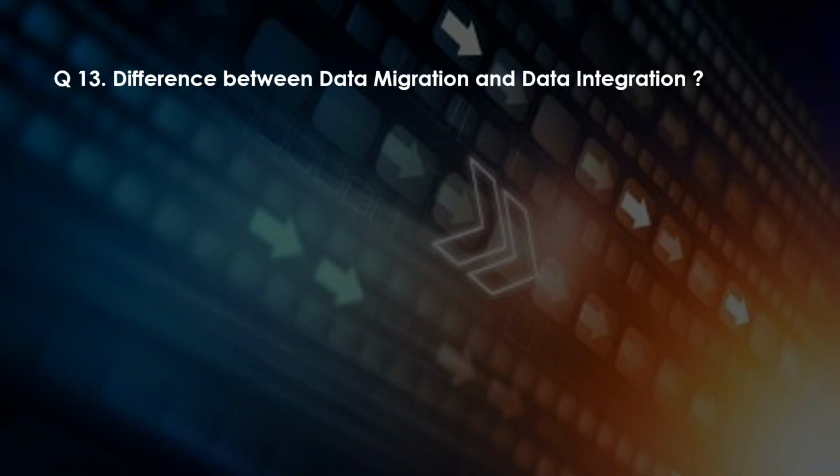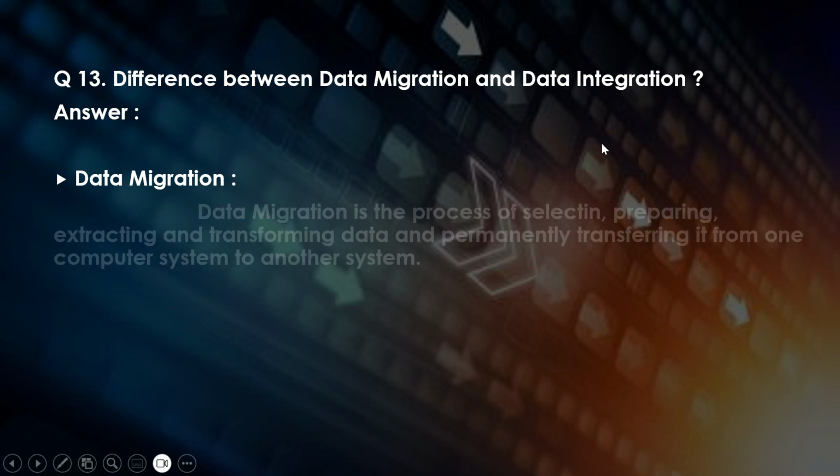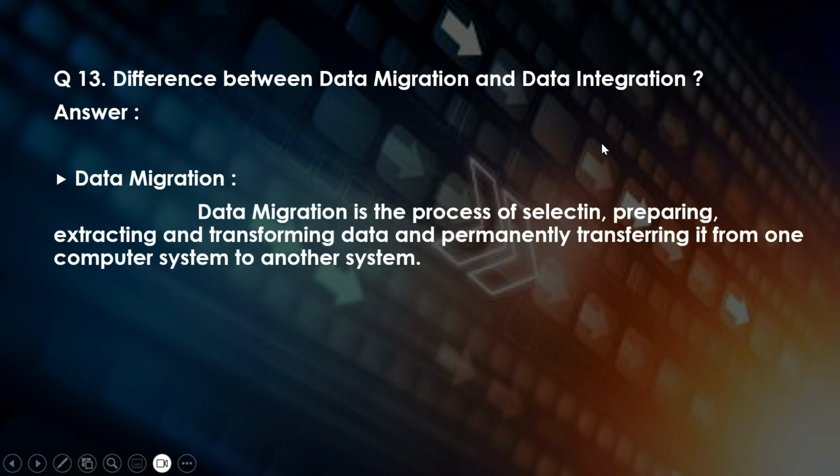Question number 13. What is the difference between data migration and data integration? First, data migration. Data migration is the process of selecting, preparing, extracting, and transforming data and permanently transferring it from one computer system to another system. So, data migration is we are migrating data from one system to another system with the extraction and transformation logics.